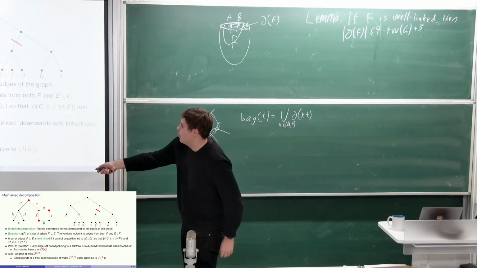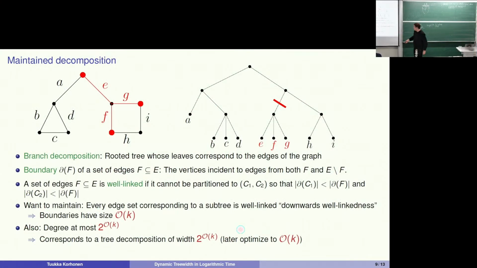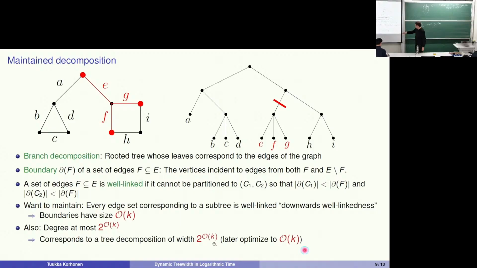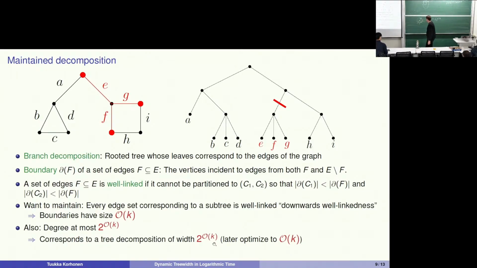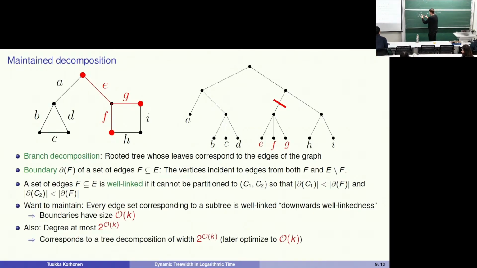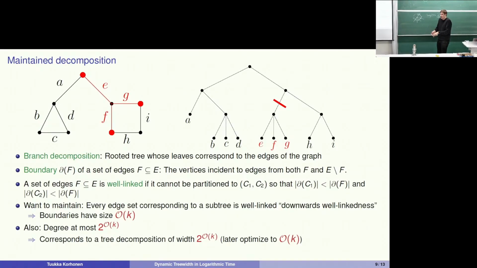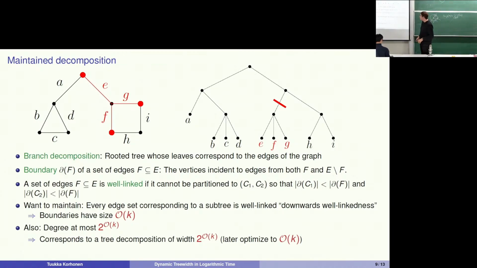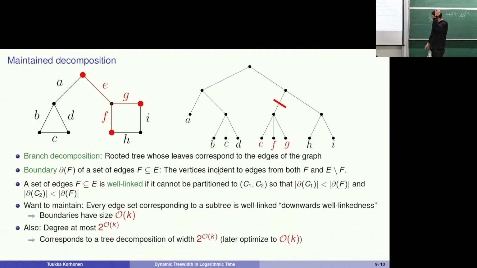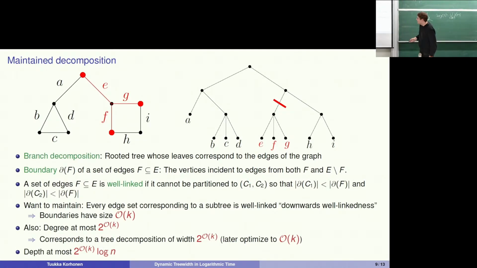So we get a tree decomposition of width 2 to the O of K. In this talk I will not tell how to optimize this to O of K. Basically, this can be optimized to O of K by later just replacing each node by an internal tree decomposition. But this 2 to the O of K is already sufficient for many applications, and it captures the main contribution. So let's just focus on that.